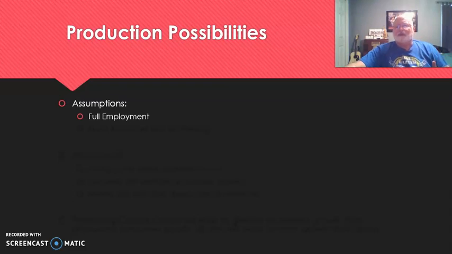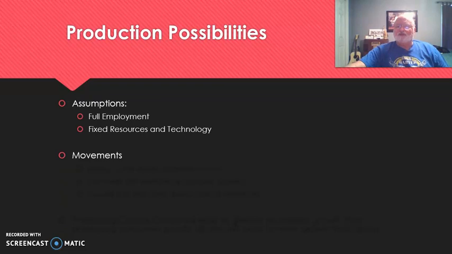So the assumptions in the PPF are you have full employment and you have fixed resources and technology. In other words, there's no way to get any extra coal or oil or anything like that, and you can't make your computers any faster. So if you're operating along that line, you have fixed resources and technology.